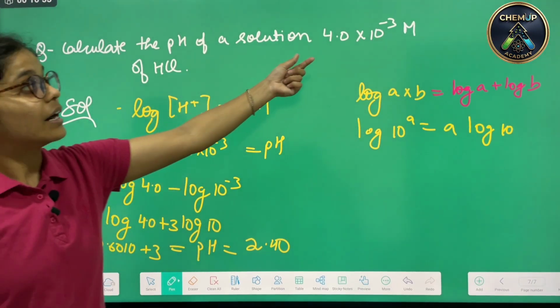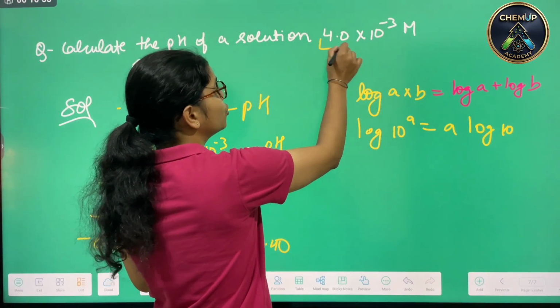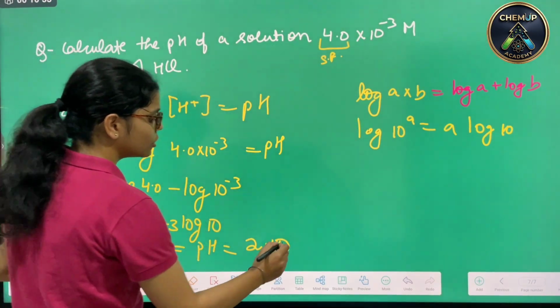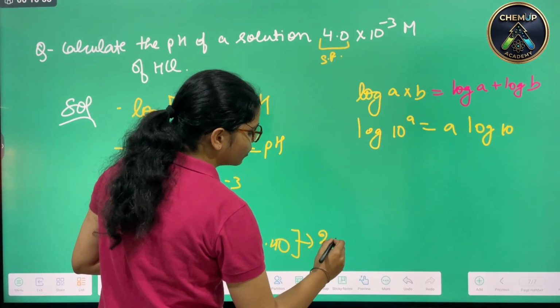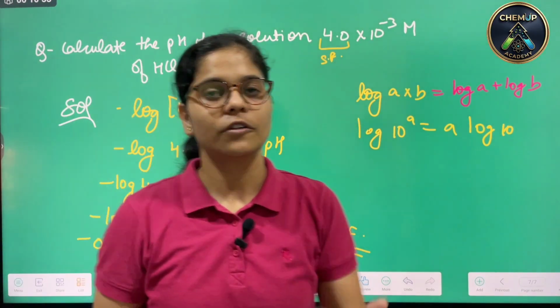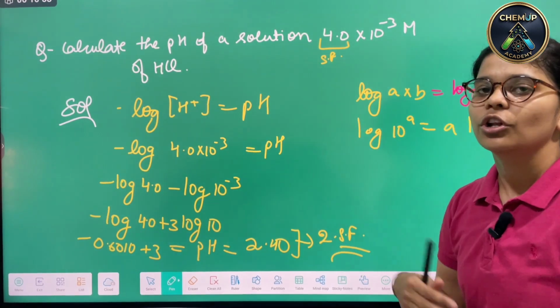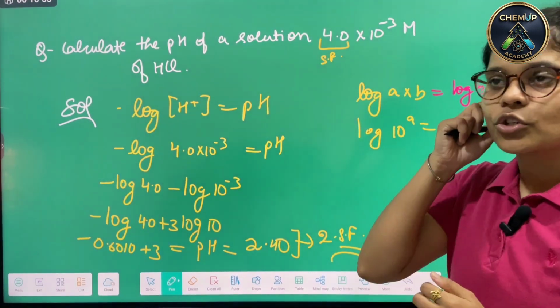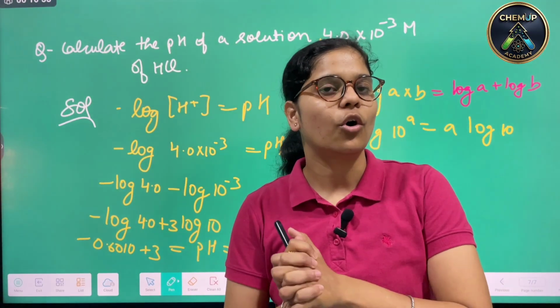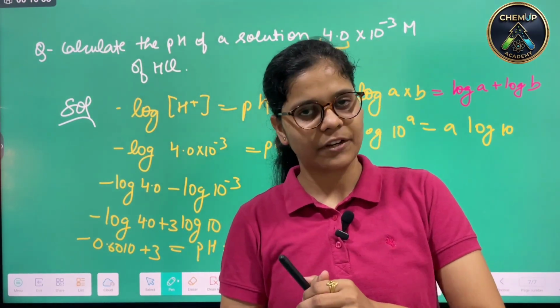Since our statement has only two significant figures, our answer should also have two significant figures. Like this we can solve certain questions related to log or anti-log. So this is how you are going to solve questions related to significant figures.